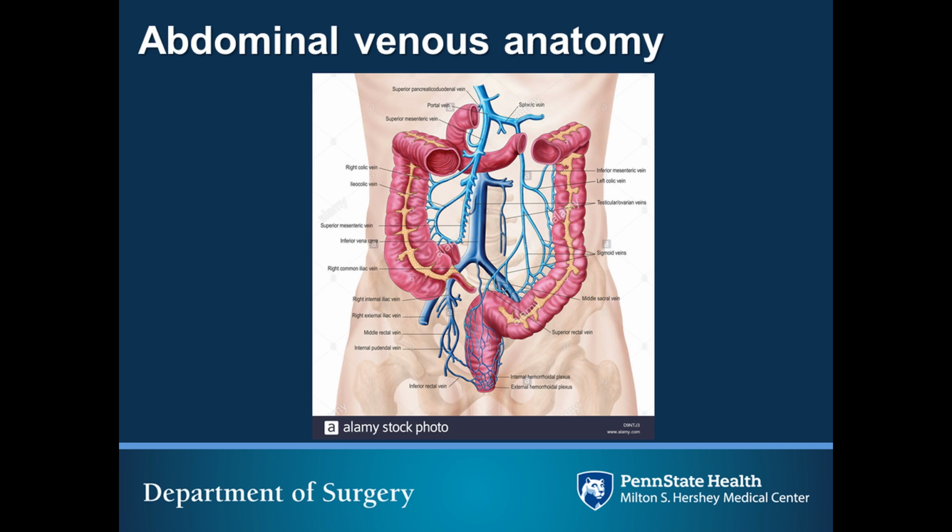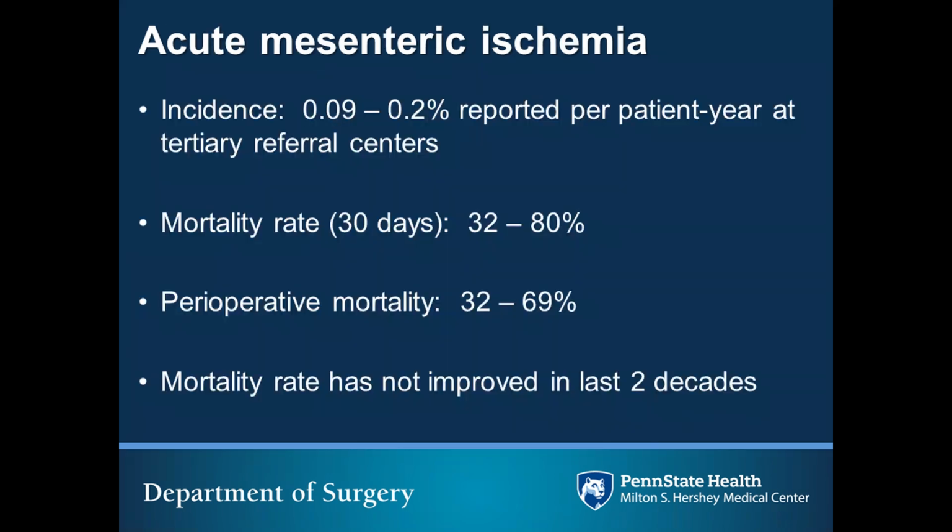Importantly here, the portal vein is created by the confluence of the splenic vein and the superior mesenteric vein. Now we'll turn the discussion to acute mesenteric ischemia.